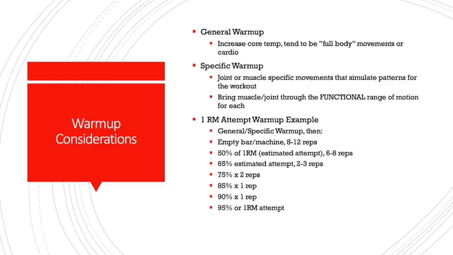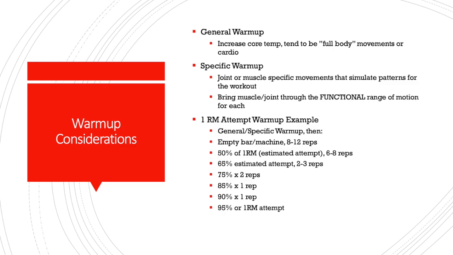Okay, so as promised, we're going to discuss an example warm-up. In this particular case, it's going to be an example warm-up for a 1 rep max squat attempt in the video following, but this is just some general guidelines for a warm-up. So in general, you would want to warm up to increase your core temperature, and that can be with some cardio, maybe just walking or running on a treadmill, a bike or jump rope, something like that, just for a couple of minutes to get your heart rate actually up and to match your general activity level.